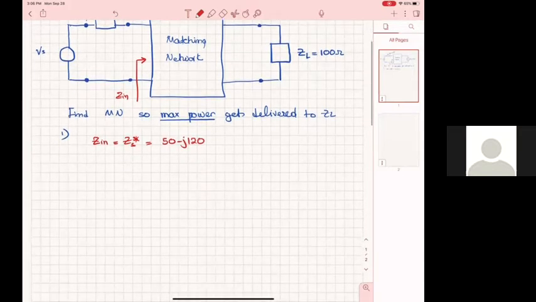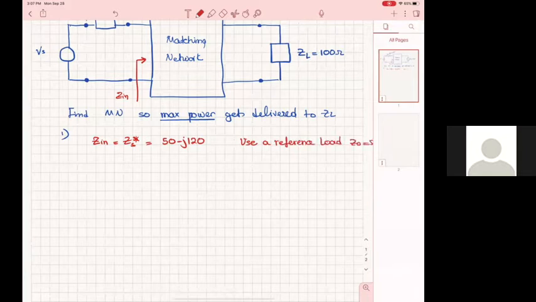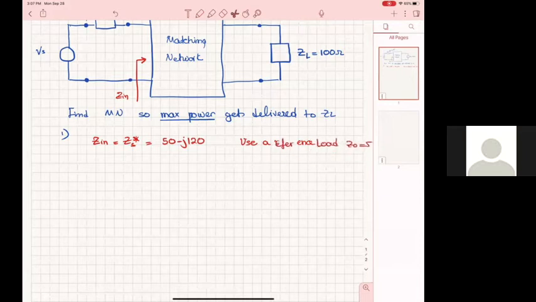Now, also we know that whatever we do, it will be nice to normalize things so we have smaller values to deal with. And I would always do that. Especially when you start looking at matching networks, whether I'm asking you to do this or not, I will use a reference load of Z naught, which is 50 ohms. There's nothing you will lose by doing that.